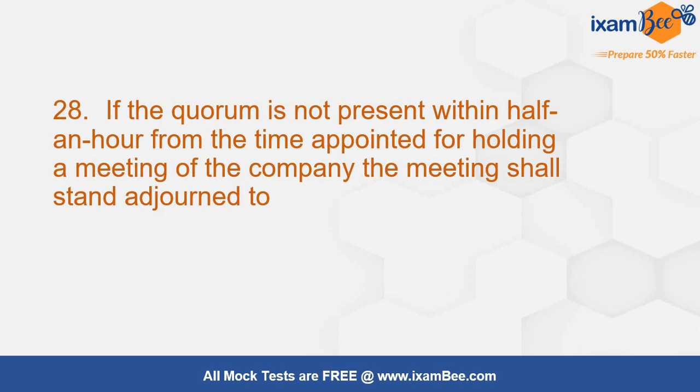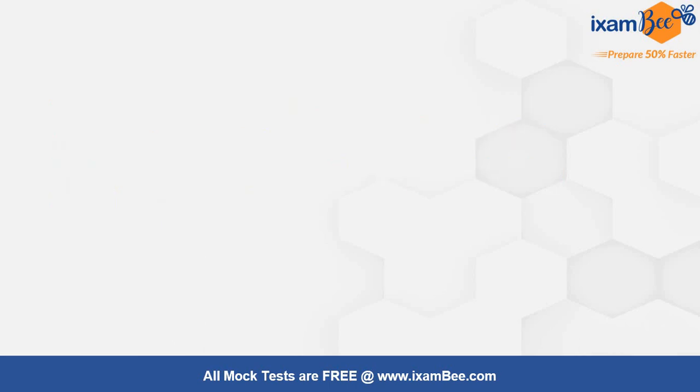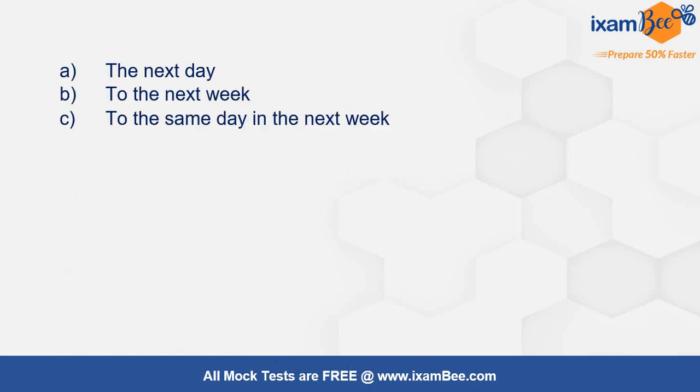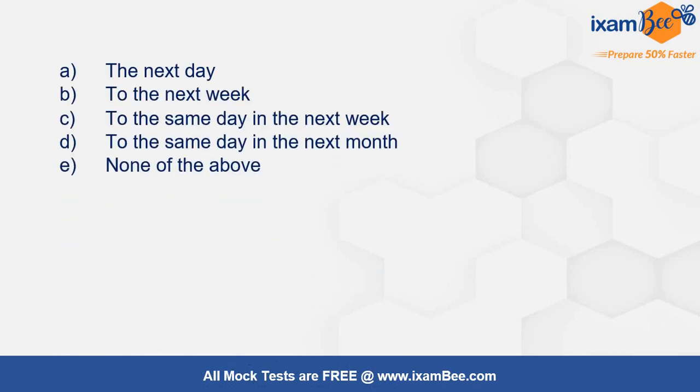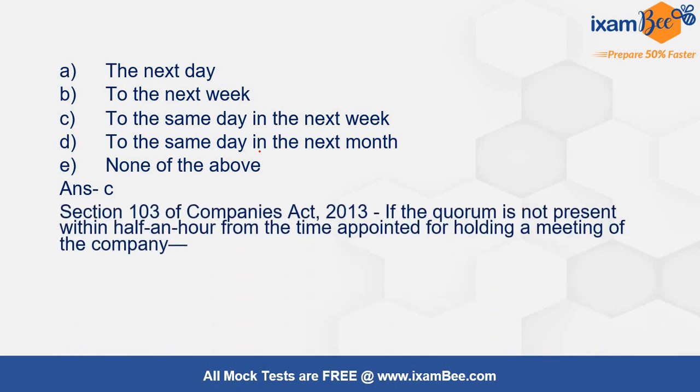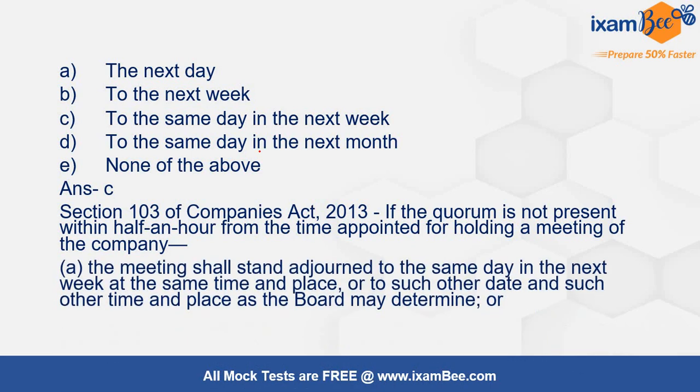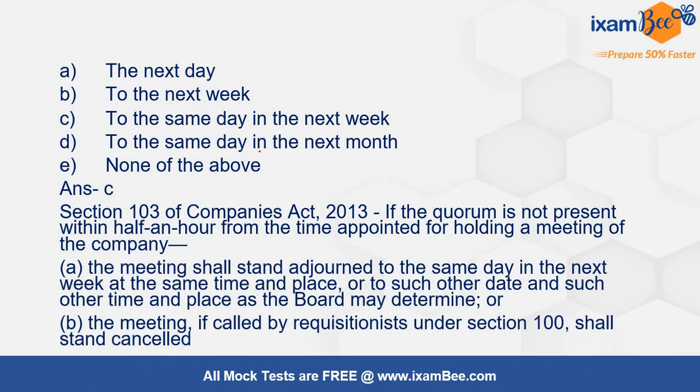If the quorum is not present within half an hour from the time appointed for holding a meeting of the company, the meeting shall stand adjourned to next day, next week, same day in the next week, same day in the next month, none of the above. So adjournment of meeting for lack of quorum will be to the same day only, but that will be in the next week. Section 103 of the Companies Act again is important, and you can refer for that purpose.